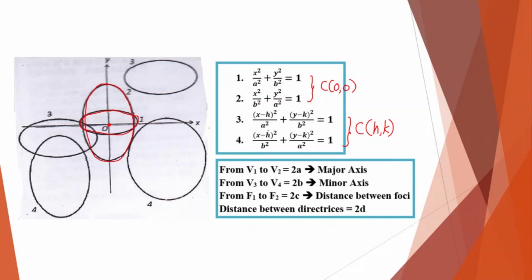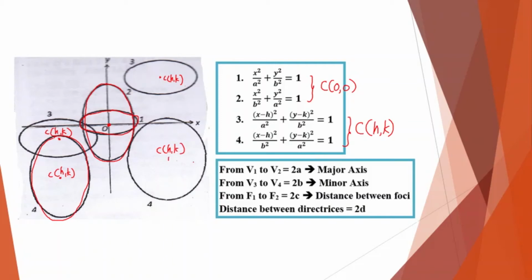Then for number 3, the center is not at the origin; the center is at (h, k). The same goes for this ellipse here. The equation of this ellipse, elongated with respect to x, is (x minus h) squared over a squared plus (y minus k) squared over b squared is equal to 1. For this ellipse, elongated with respect to y, the center is again at (h, k), and the equation is (x minus h) squared over b squared plus (y minus k) squared over a squared is equal to 1. Those are the standard equations for the ellipse.